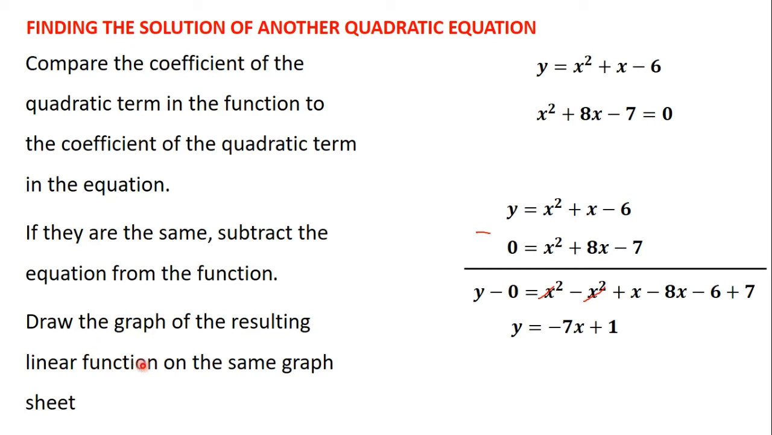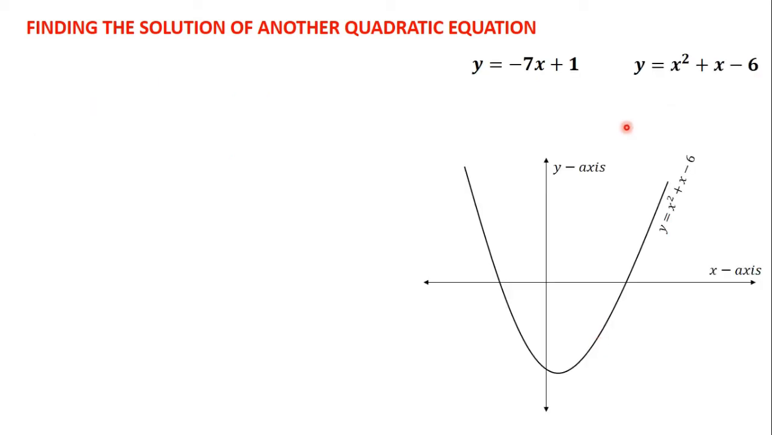Draw the graph of the resulting linear function on the same graph sheet. So the point here is telling us that after we have subtracted the equation from the function, we are going to have a linear function. We have to draw the graph of that linear function on the same graph sheet as the quadratic function. The linear function we are having here is y is equal to minus 7x plus 1. So now to find the solution of the quadratic equation s squared plus 8x minus 7 is equal to 0, we have to draw the graph of the linear function y is equal to minus 7x plus 1 on the same graph sheet as y is equal to s squared plus x minus 6.